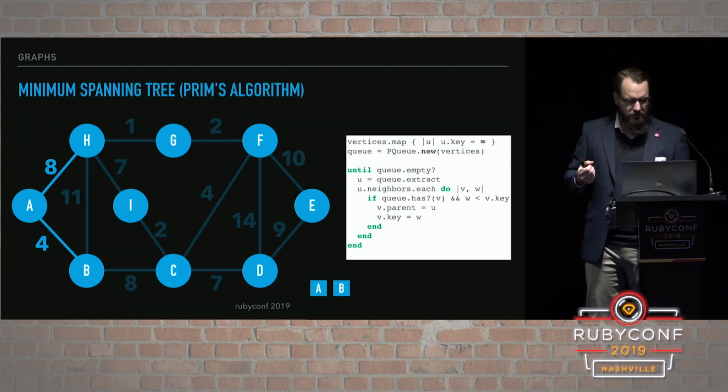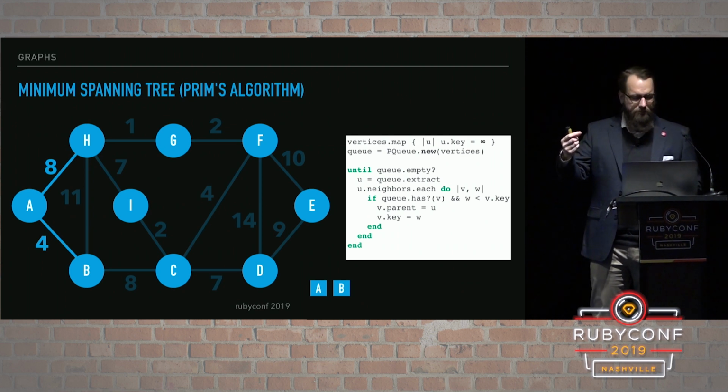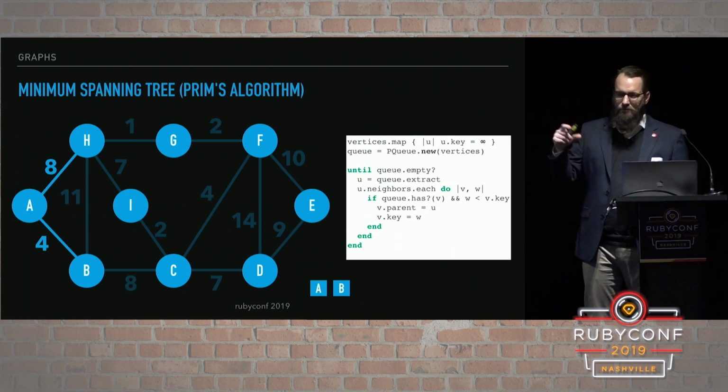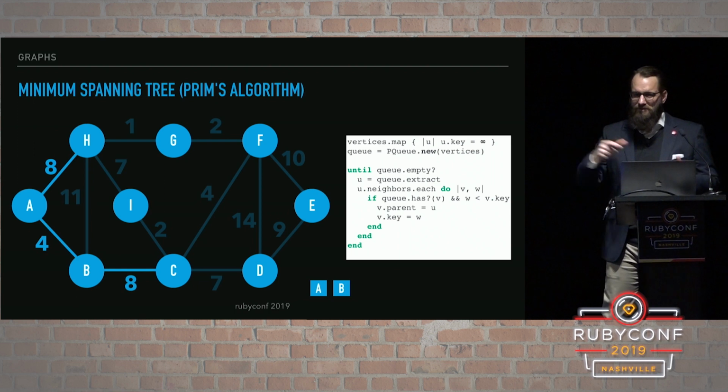Next, we're going to go to B, and we're going to look. Well, we're not going to update H, because if we added that 11 edge, that would be worse than the 8 that's already connected. So we're not going to add that, and we are going to add the C node, because the C node is not part of the tree yet.